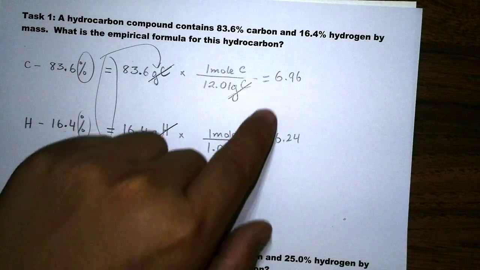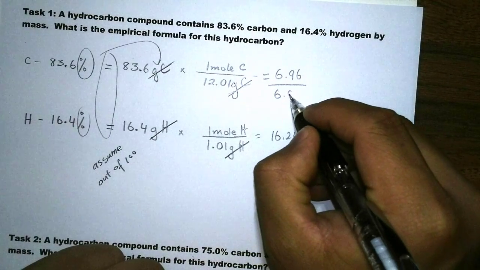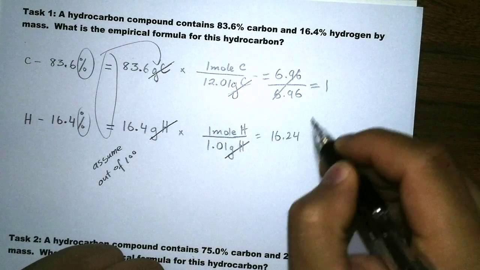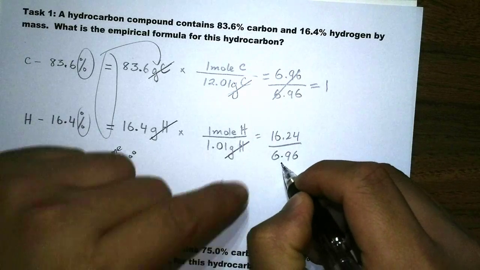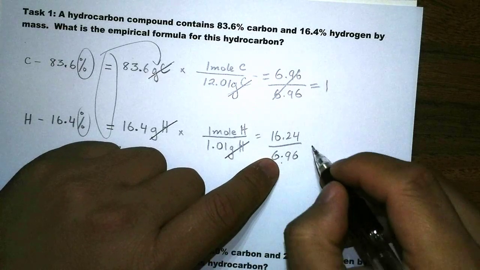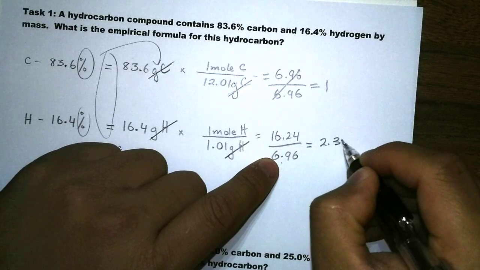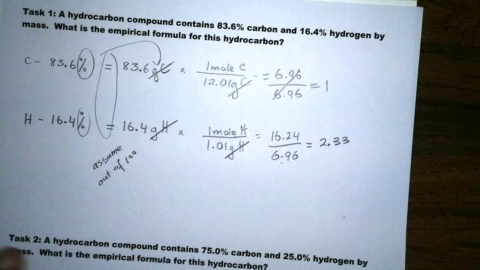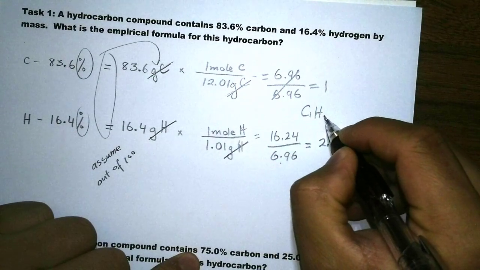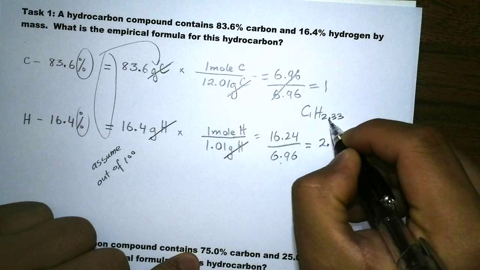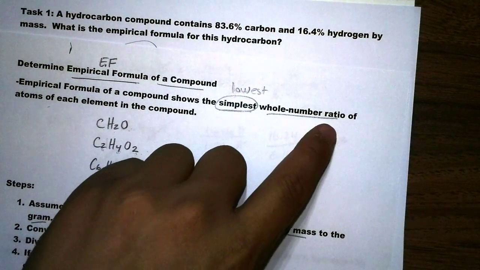In this case, what is the smallest one? The smaller one is this one. So this one divided by itself gives us 1. And this one divided by 6.96, which is the smallest mole number in this case. And that gives us the ratios in terms of mole. We have 2.33. That tells you that there are C1, H2.33. But going back to our empirical formula definition, we need a whole number ratio.